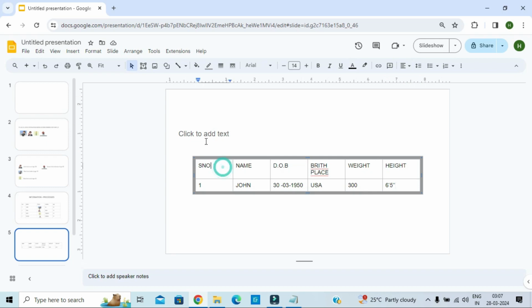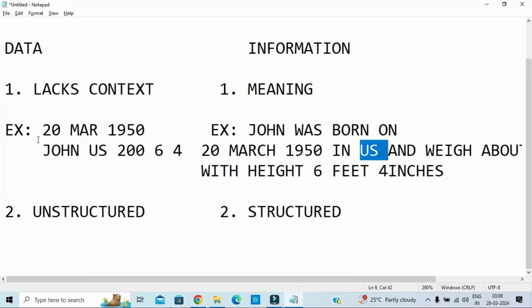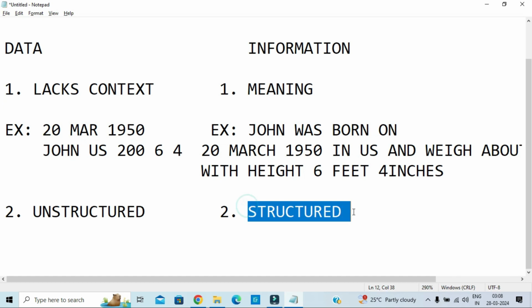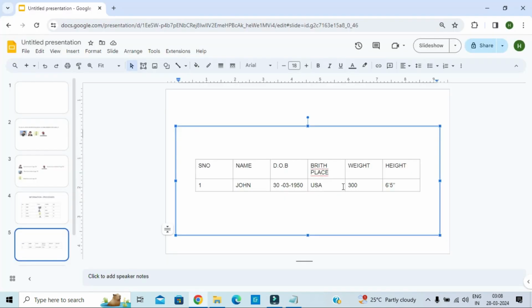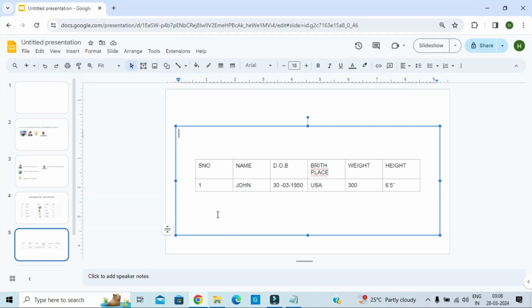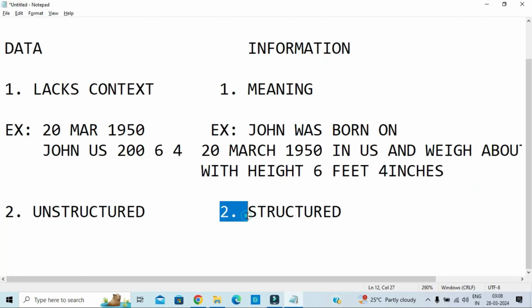This is completely structured and hence this is known as information, and this is known as data. This is completely unstructured, without a table. It's not represented in any kind of table, graph or pie chart. This one is completely structured. Why? Because it's represented in the form of rows and columns. So I hope you have understood why data is unstructured and information is structured.